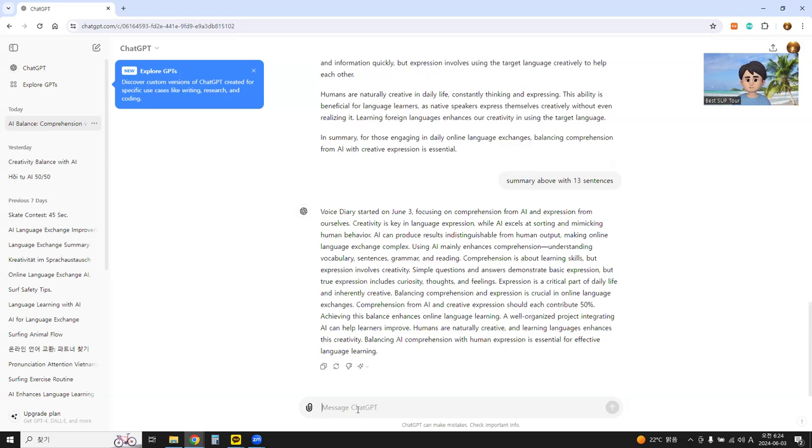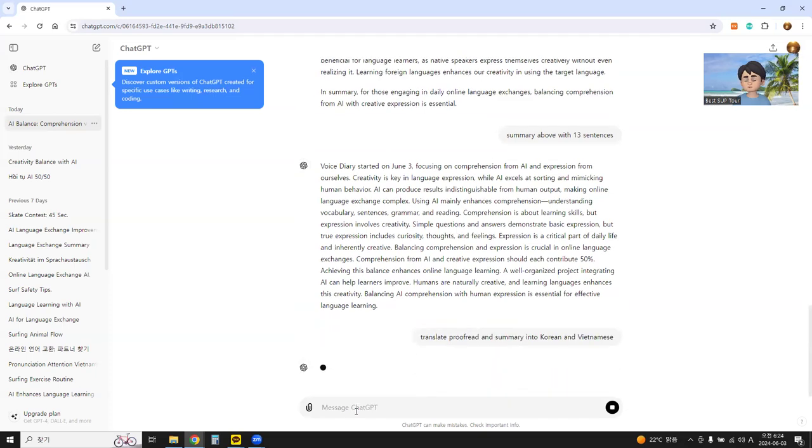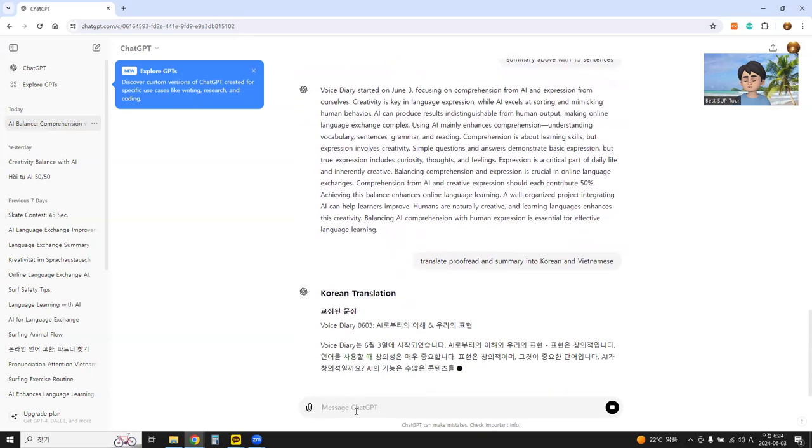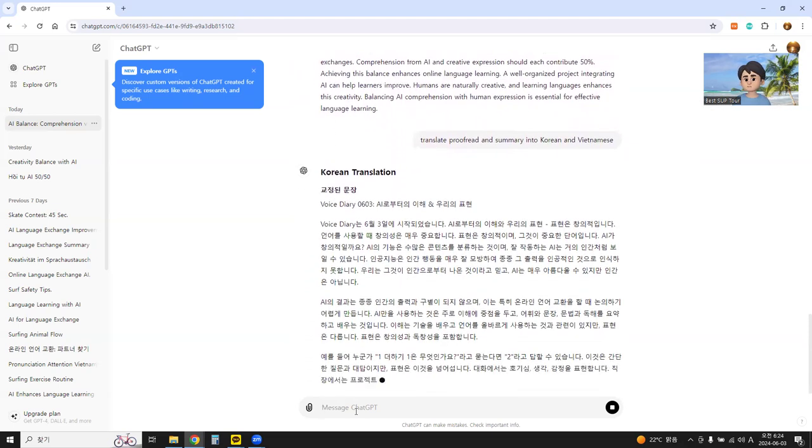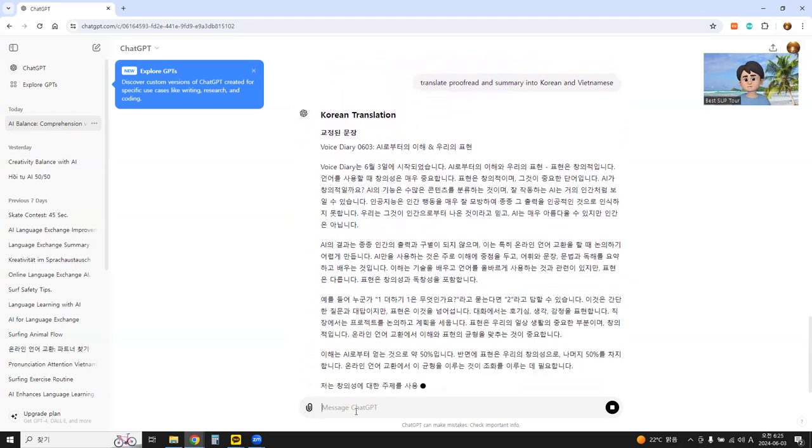Then I translate the group lead and summary into target languages, Korean and Vietnamese. It's very good, and then I can get wonderful results from AI.